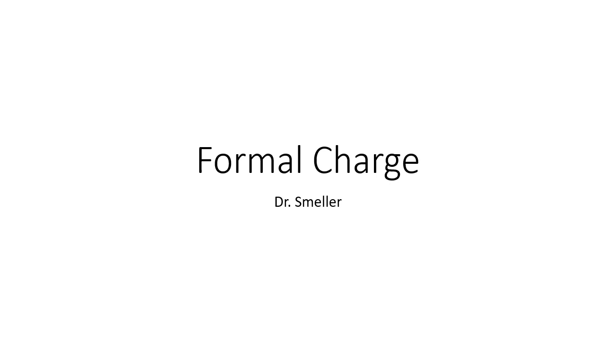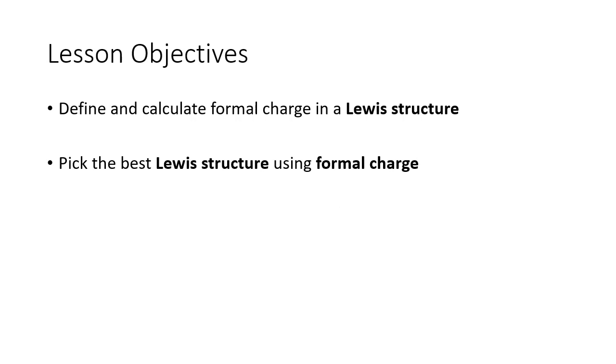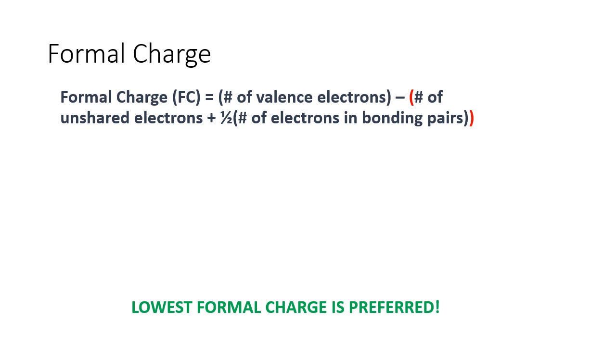This lecture will cover formal charge. We'll define and calculate formal charge for Lewis structures, and then we will pick the best Lewis structure using formal charge. Formal charge is a way of distinguishing between different possible Lewis structures to decide on the most probable one. We'll start with an easy example and calculate formal charge on each element in carbon monoxide.